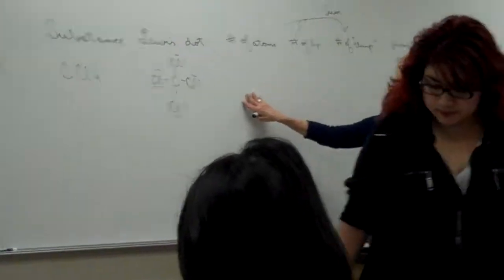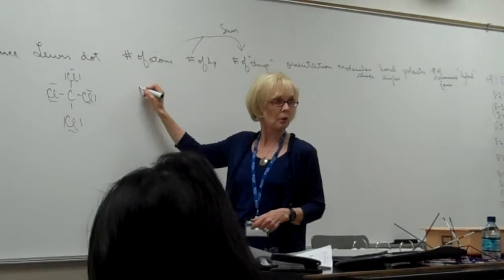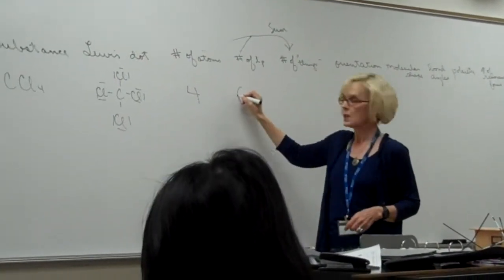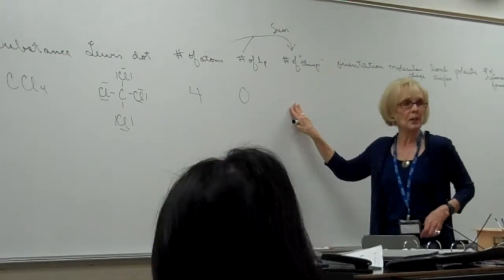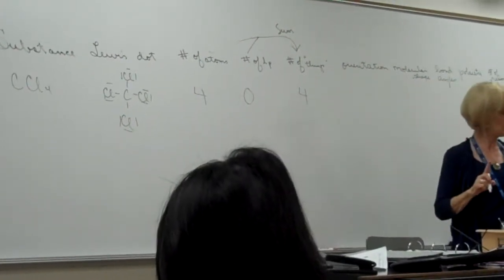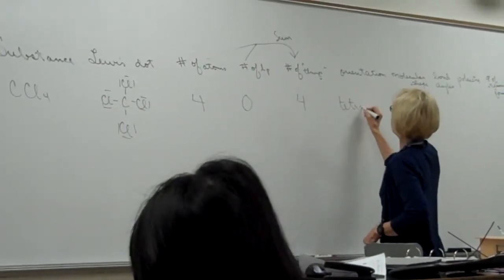Now let's cut out across here. We want to count atoms here. Charles, how many atoms do you see around the central? 4. Allison, how many lone pairs on the central? 0. Antonio, how many things? 4. And the new shape, the new orientation is tetrahedron.